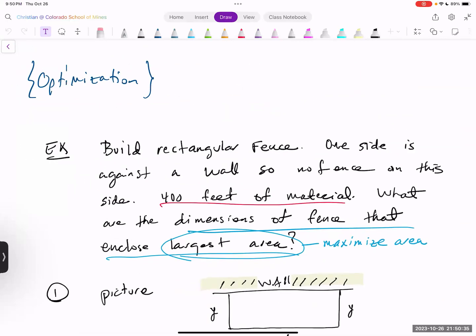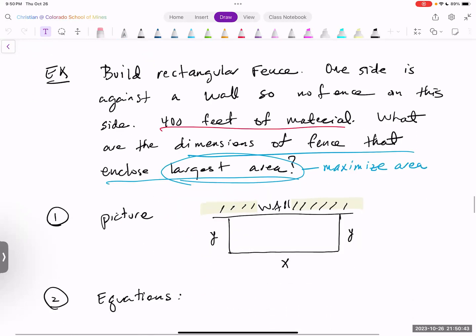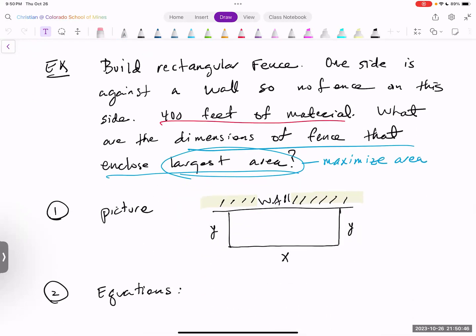Okay, here is a quick video on optimization. Please, as you watch it, maybe take a moment to work through the problem with me, and then we'll pick back up with this material on Monday.